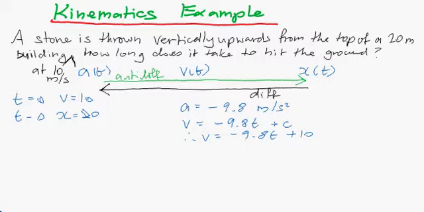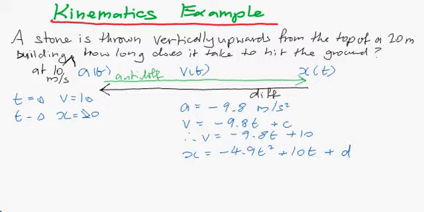Great. So now I'm interested in x, the position of this stone at any time. Now, we know that we can get x by integrating v. So let's do that. If you integrate negative 9.8t, you're going to come out with negative 4.9t squared plus 10t plus a constant, d.